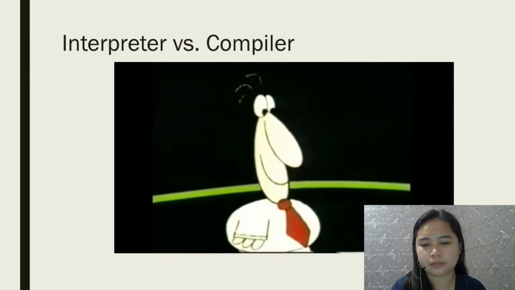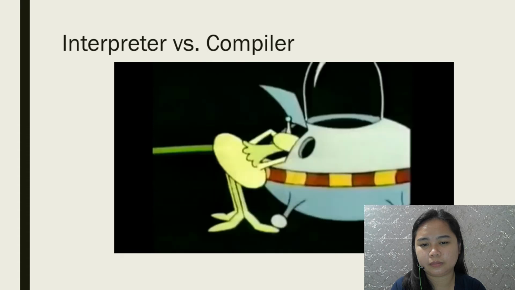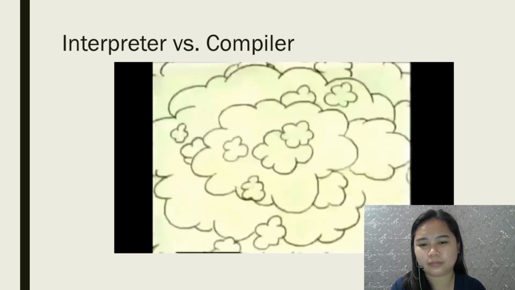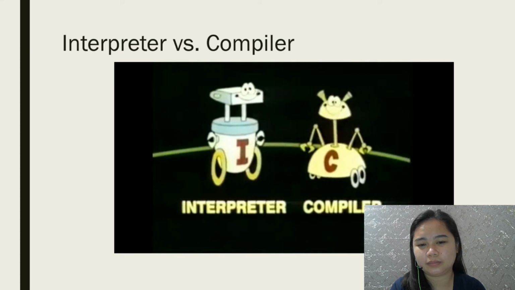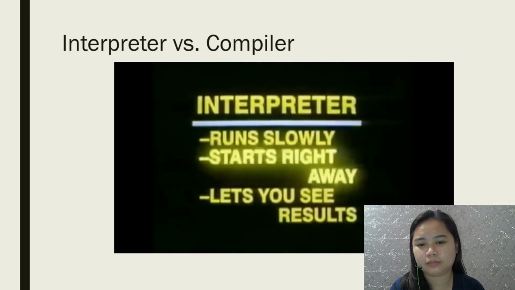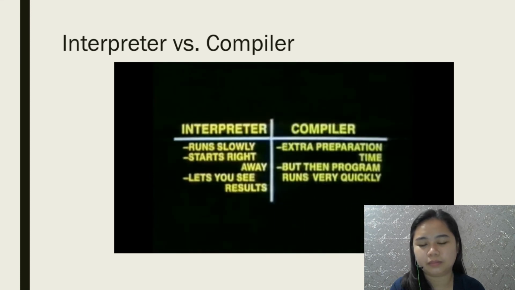But there's one disadvantage to this, of course. If there was a mistake in your instructions, it's too late now. This analogy comes very close to the way the interpreter and compiler translator programs actually work with computers. An interpreter runs slowly, starts right away, and lets you see how things are going. Whereas a compiler takes extra preparation time before your program can run, but then lets it run very quickly and efficiently.